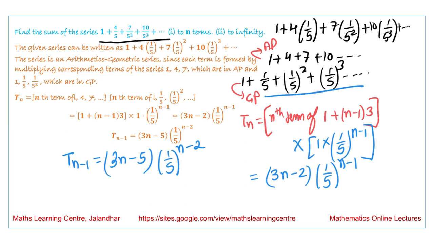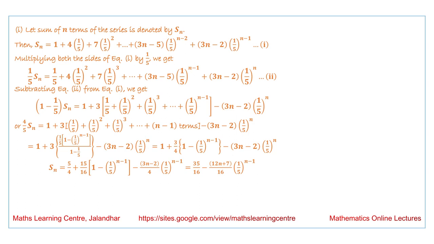Now next we are going to calculate the sum up to n terms. So we are saying the given series Sn is equal to 1 plus 4 into 1 by 5 plus 7 into 1 by 5 square, and so on up to plus 3n minus 2 into 1 by 5 raised to the power n minus 1.